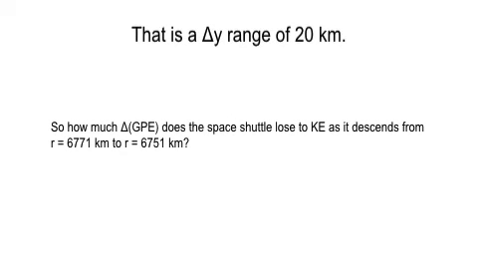And here's a question that you can ask yourself. How much change in the GPE does the space shuttle lose to kinetic energy as it descends from low Earth orbit at 6771 kilometers down 20 kilometers to 6751, right? So that would be a kosher estimate of delta GPE and delta KE for the space shuttle. In other words, the first 20 kilometers down that it goes when it starts to deorbit and it's in the landing process.